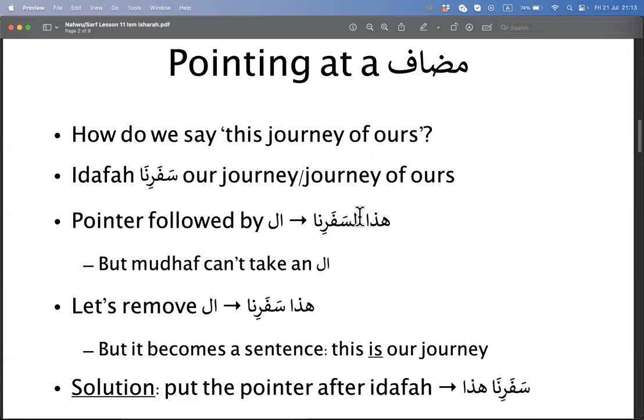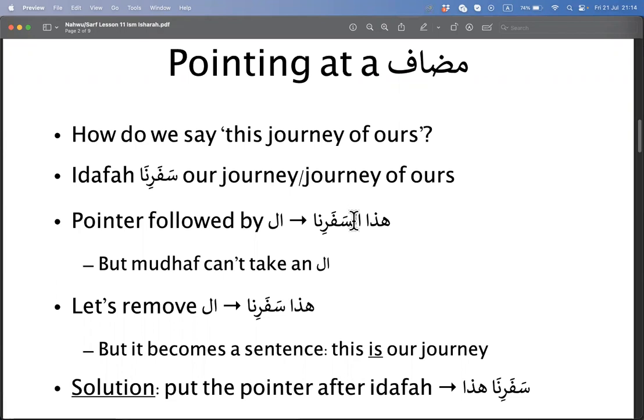Hadha plus al, we want to make it a fragment, right? We want to say "this journey of ours," not "this is our journey." We don't want to say that, right? The problem is, if you put al here, this is an idafa. What is the rule of a mudaf? No alif lam. So this al cannot be here.